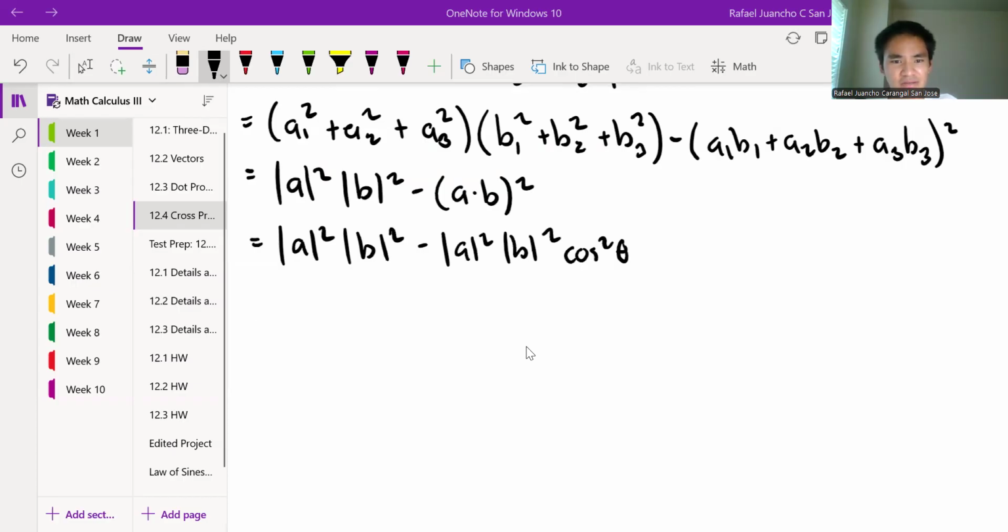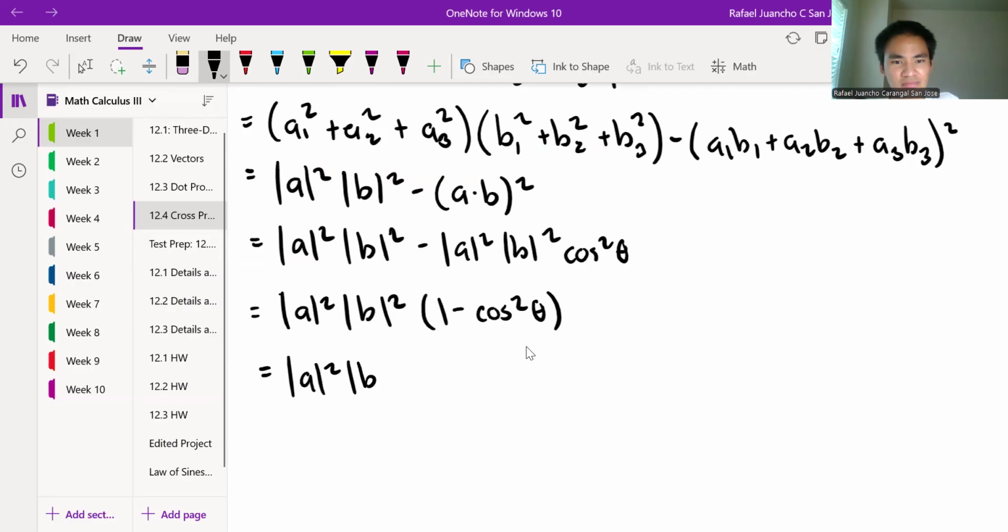And then we just factor this out, so we have this factored out, and then 1 minus cosine squared, which by a trig identity is sine squared theta.